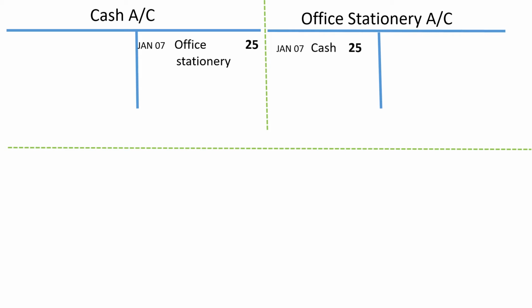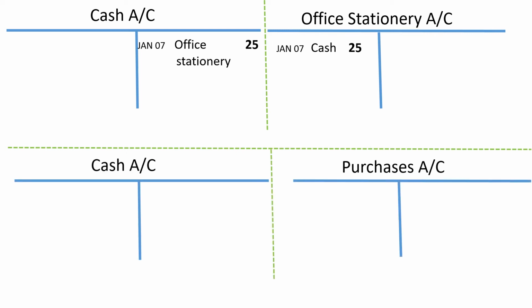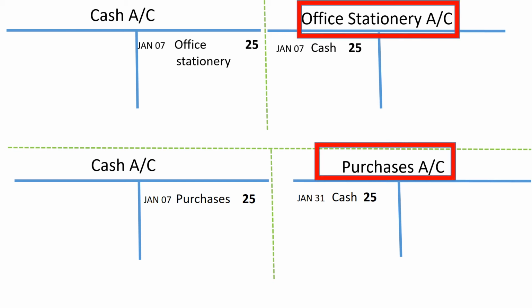stationery account with $25. The incorrect way of recording this transaction after an error of principal has taken place is crediting the cash account with $25 and debiting the purchaser's account with the same amount. The transaction has been recorded in the purchaser's account instead of the office stationery account. Therefore, the transaction has been entered in the wrong class of accounts.